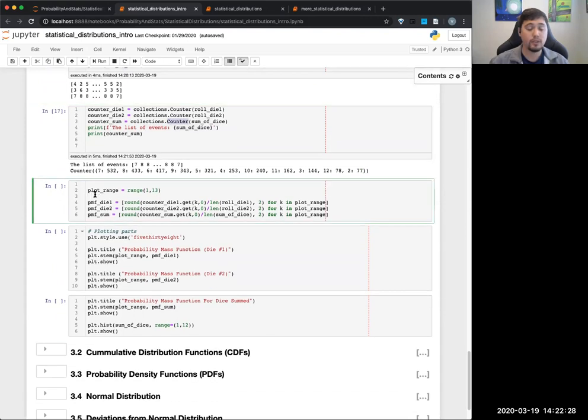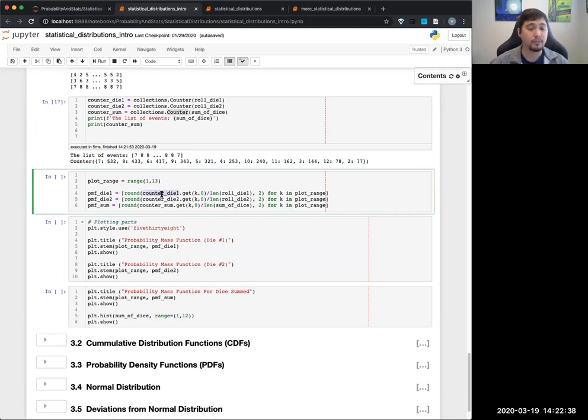All right, and now we're going to do a plot. I'm going to make this plot range from 1 to 12, and remember that range ends at 12 since it's not inclusive. What I'm doing here is rounding it off to get the frequency. So I'm saying, how many counts for die 1? I'm going to get K, which is like saying, look for the die roll that is K. In this case K is 1, 2, 3, 4, and then I actually go up to 12, but die rolls won't really matter.